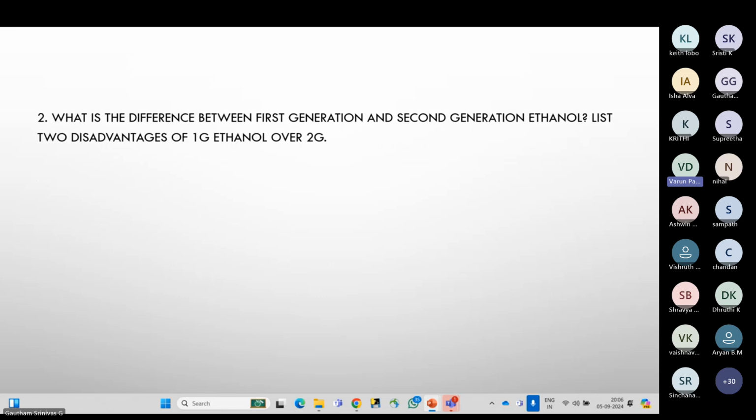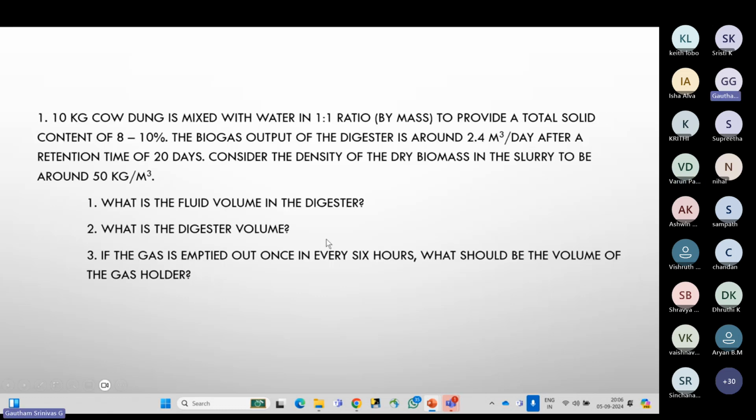Sir, just a minute. Can you show the questions? Here you mentioned the biogas output of the digester is around 2.4 meter cube.